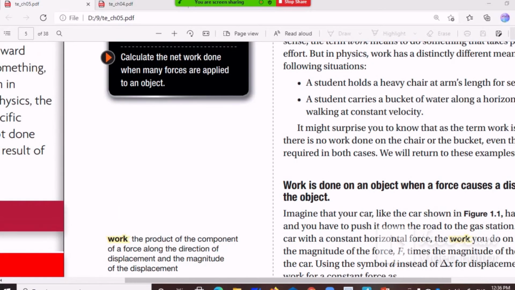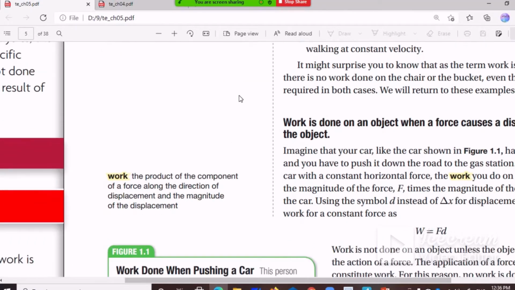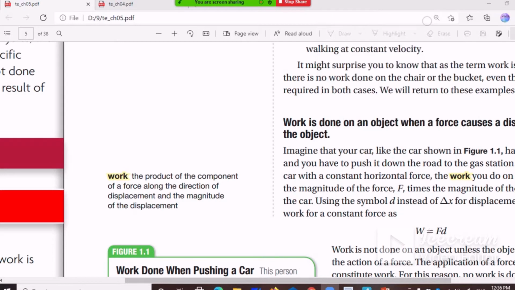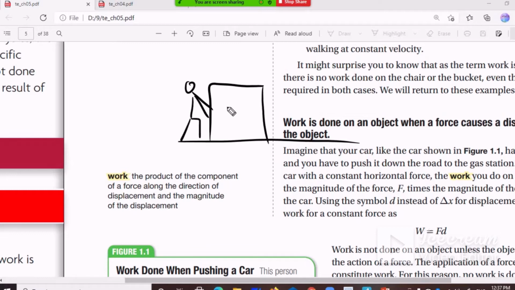Okay, now I want someone, please guys, to read the meaning: the product of the component of a force along the direction of displacement and the magnitude of the displacement. Excellent. What does it mean, guys? It means that this is the meaning of work: when we have a car, for example, or any object, and we start to push this object and use force, now we have force and this object will move and make displacement. Now it means that this boy will make work.